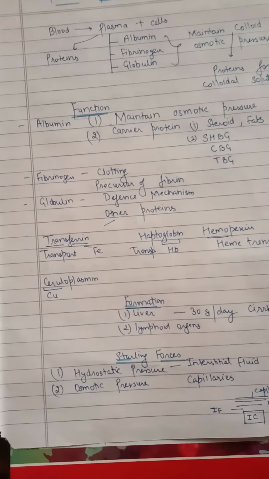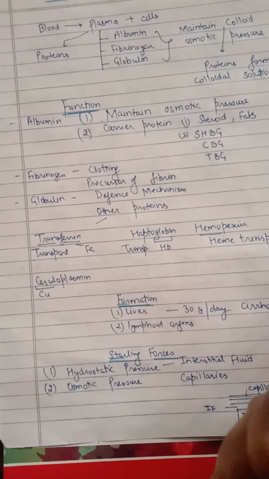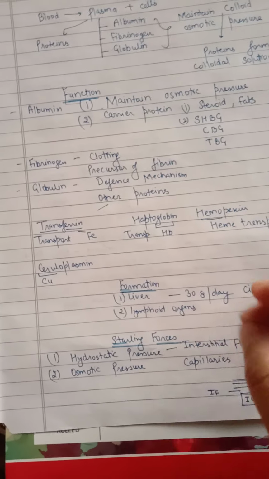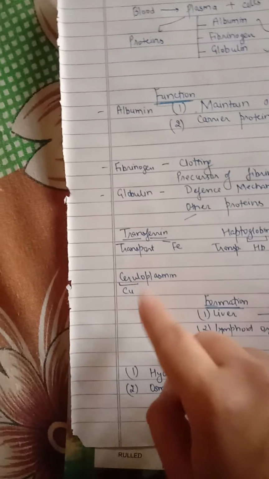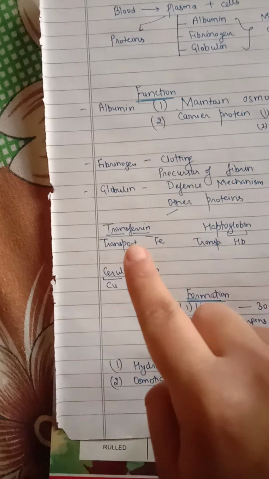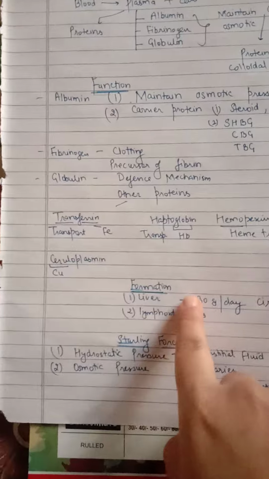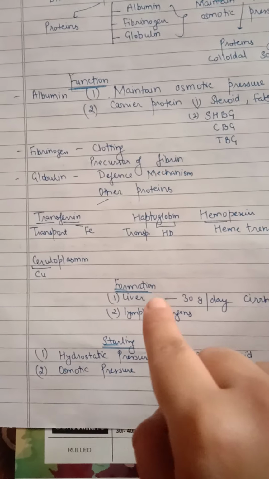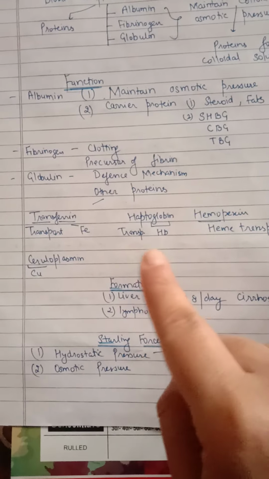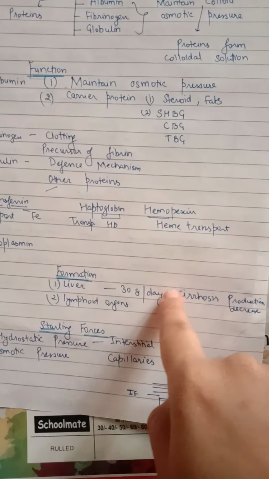Now, besides albumin, fibrinogen, and globulin, other proteins are also present. So they are helpful in MCQs. So transferrin. You can easily remember it like trans means transport and ferrin means iron. Means transferrin helps in transport of iron. Now haptoglobin. From globin you can remember hemoglobin, so it transports hemoglobin. Hemopexin helps to transport heme.